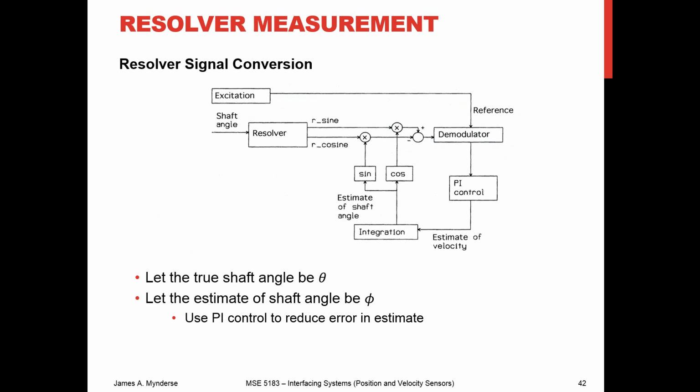So we'll run them through something like this, where we take our shaft angle, we put it through the resolver, so we get our R cosine, R sine. Take our excitation with our PI control and our integrator to get our estimate, and the estimate will be multiplied by sine and cosine, and you can work through the math, but it does work nicely. And the PI control reduces the error in the estimate.